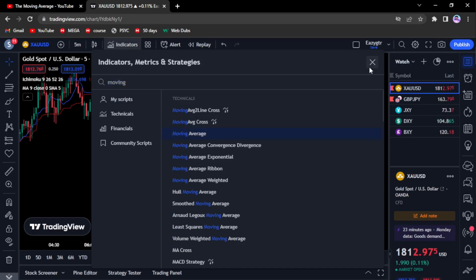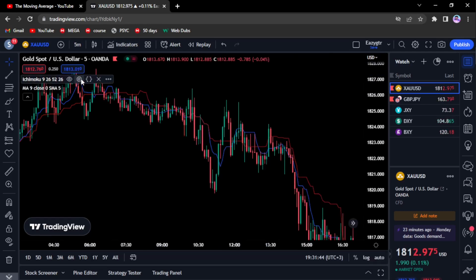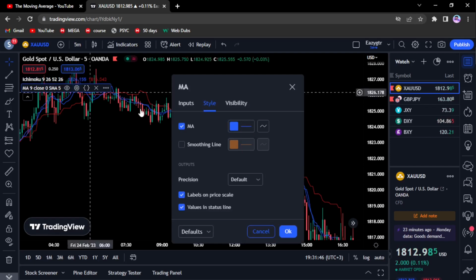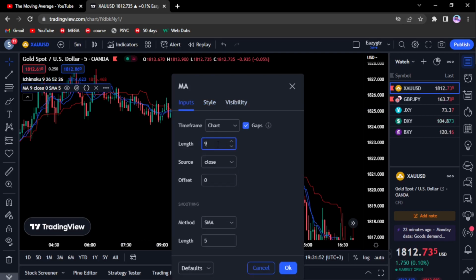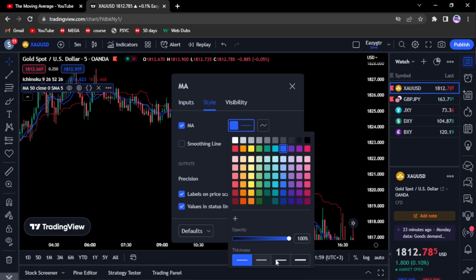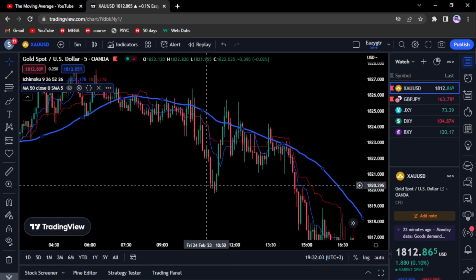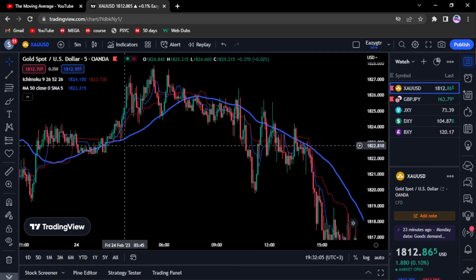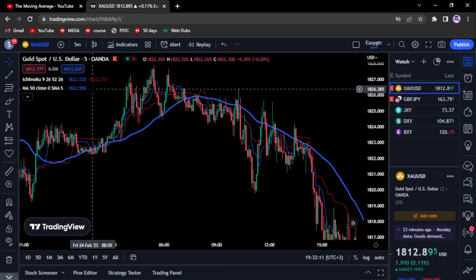This moving average is known as the aqua, and if you've been in the trading markets for a while, you already know what input I'm going to have. So my input is going to be 50. This is going to be my style, and I'll have it a little bit thicker. So this is the aqua. This is the 50 moving average, simple moving average. You can copy my settings.